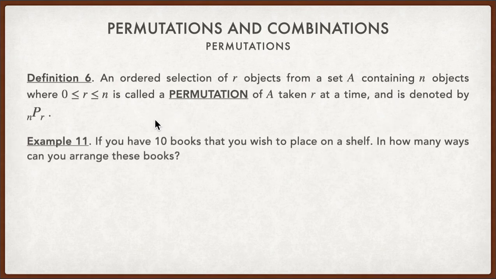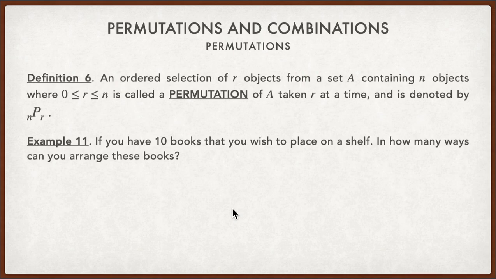Let's give one example. If you have 10 books that you wish to place on a shelf, in how many ways can you arrange these books? Let's say you're going to arrange all of the books. Imagine you have a shelf here, and you want to arrange the books in order. How many ways can you do that? For example, we'll have book 1 up until book 10 of a certain novel. You can put book 1 on the first part of the shelf, or book 2, or book 3, or book 4, and so on. The thing is, you have 10 choices in the first part of the shelf. In the second part of the shelf, you only have 9 choices left because one book is already placed on the first part.